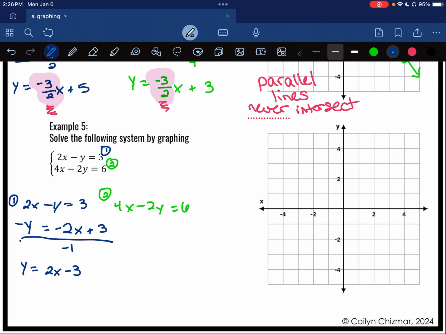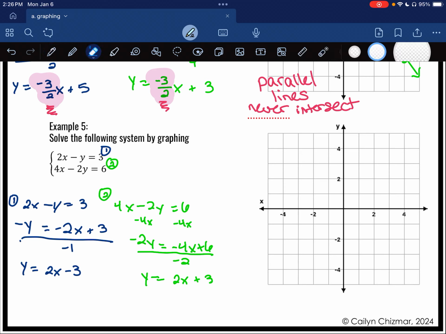Don't forget, he gets negated as well. Over here, I subtract 4x from both sides. I have negative 2y is equal to negative 4x plus 6. And then I'm going to divide both sides by negative 2. I'll get y is equal to 2x plus 3. Oh no, look what I did. I didn't follow my advice from earlier. I forgot to negate that 3. Oh, that's better. There we go.